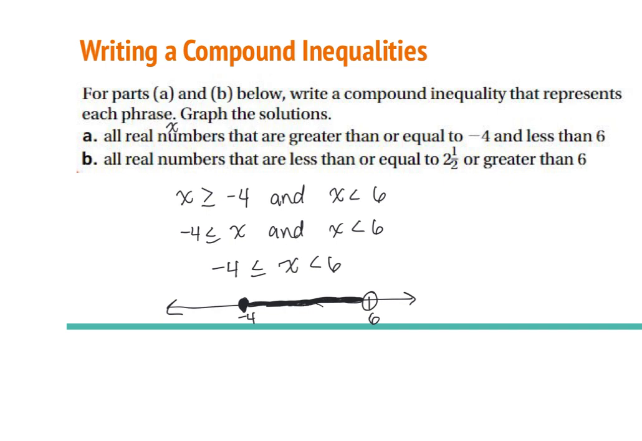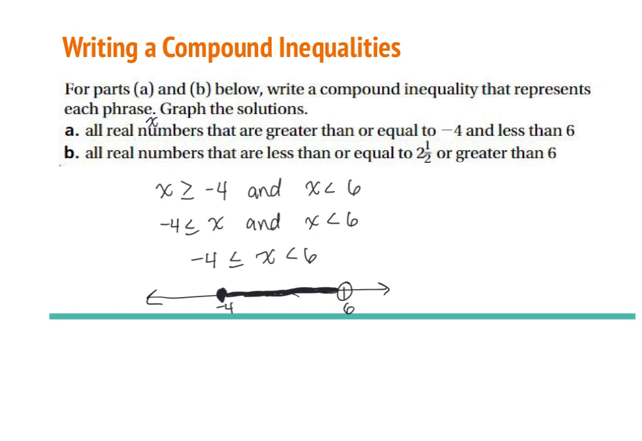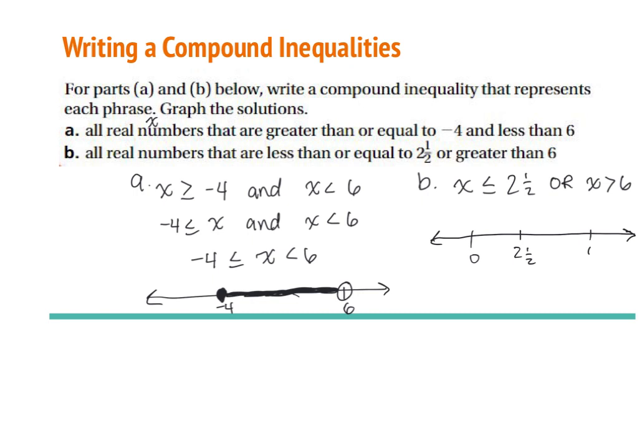Okay, and let's do B as well. Oops, this was A. For B, all real numbers that are less than or equal to 2 1/2 or greater than 6. So x is less than or equal to 2 1/2, or x is greater than 6. Immediately we graph it. Here's 0, here's 2 1/2, here is 6.